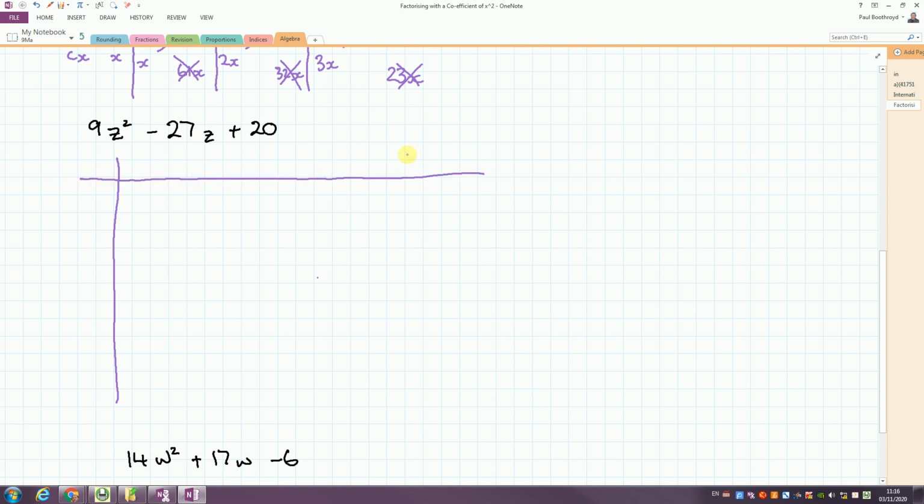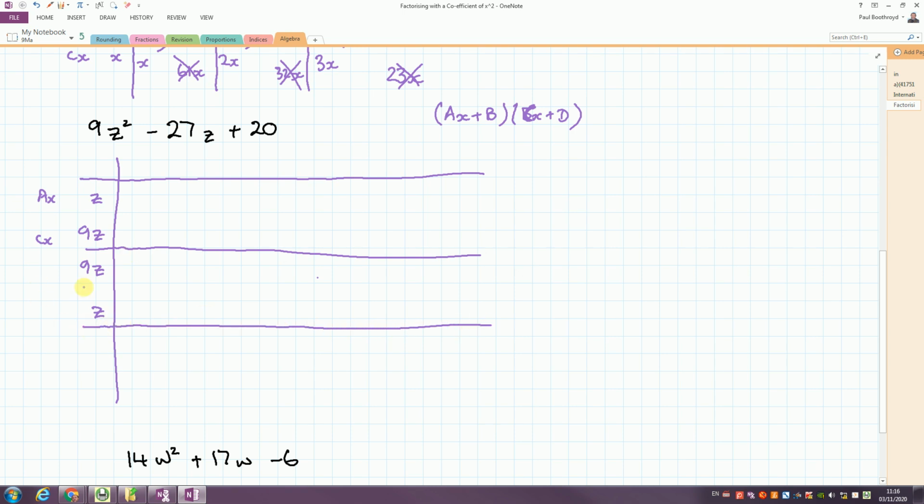And down the side, let's just write out ax plus b, and bx, cx plus d. So this is ax, cx, and the first one is going to be z and 9z. Second one is going to be those two swapped round. And there is a third pair to consider, which is 3z times 3z. If they're the same, you don't need to swap them around, they stay in the same place.